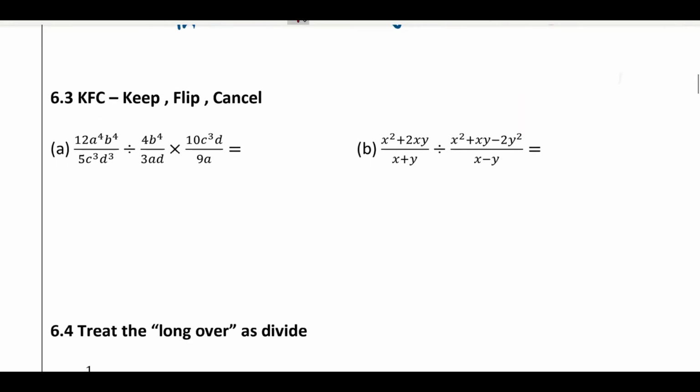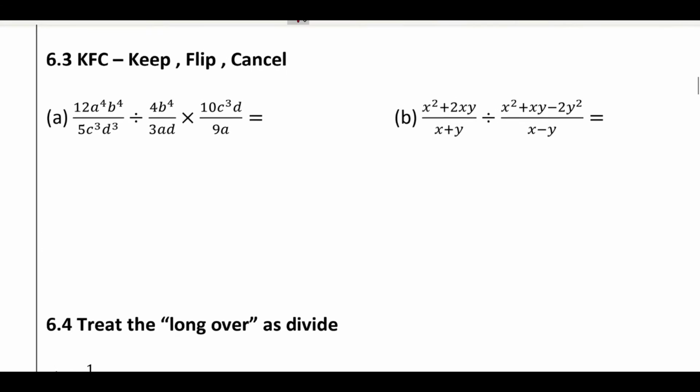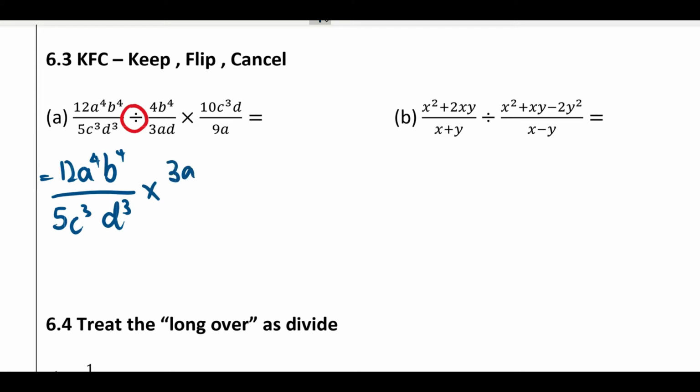Okay, next, this is what you learn in primary school, KFC, when you have 2 or 3 fractions with a divide sign. Keep, flip, and cancel. The left one we always keep. Now we see this divide sign, it means that we flip. 12a to the power of 4 b to the power of 4 over 5c cubed d cubed, times 3ad over 4b squared, sorry, 4b to the power of 4.